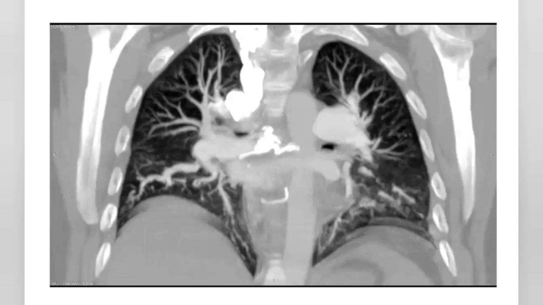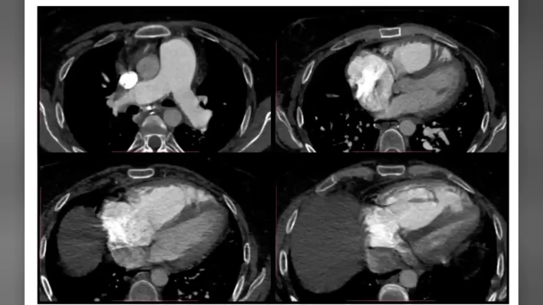The good thing is that you picked it up, that these are reformatted images, and that's what I wanted to hear. It's not very easy. Sometimes you get confused about what exactly this is. So this is basically the MIP image. And these are the real source images of this patient.